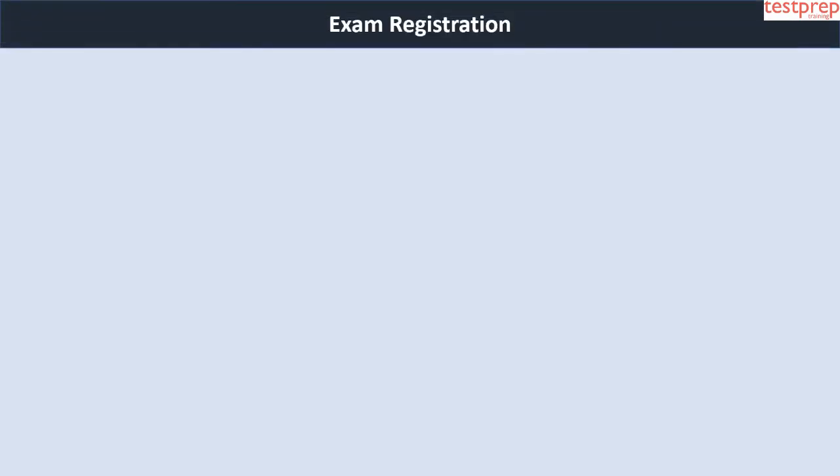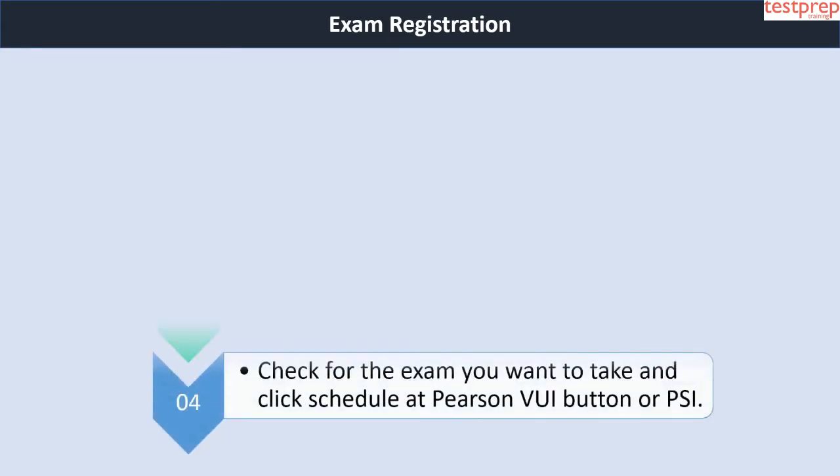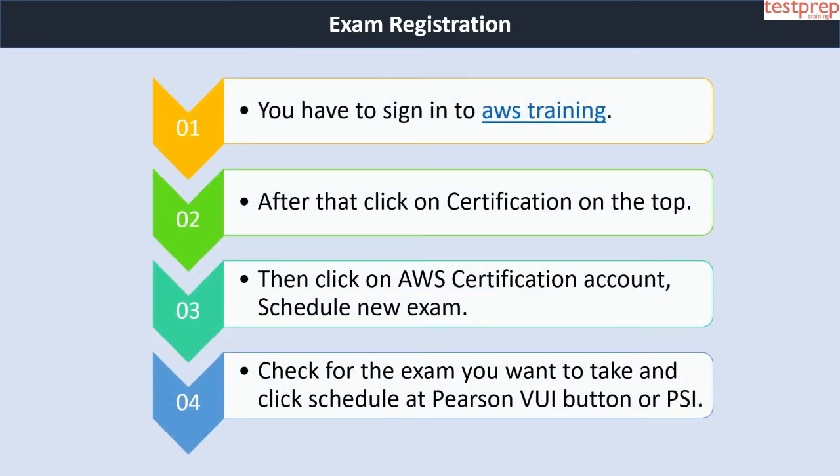Third, exam registration. In case you are planning to register, here are the steps to begin the registration process. 1. You have to sign into aws.training. 2. After that, click on certification at the top. 3. Then click on AWS certification account, schedule new exam. 4. Check for the exam you want to take, and click the schedule at Pearson VUE button, or PSI.